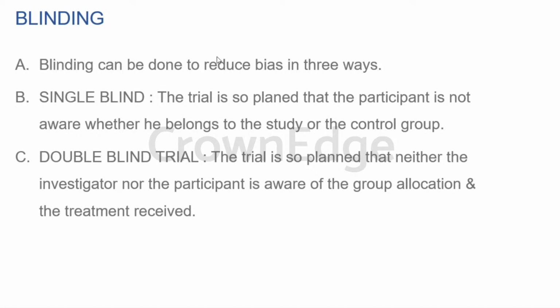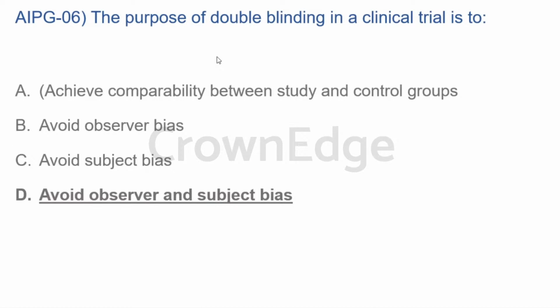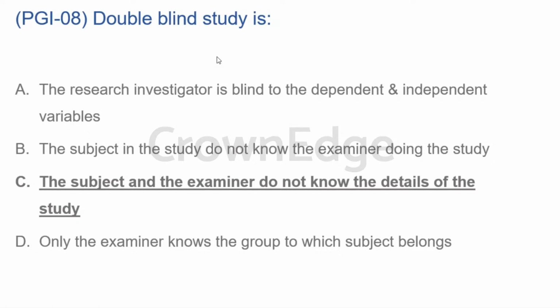Now that third person does not know what you are testing or who the participants are. He doesn't know anything. He's just going to randomly allocate the participants and go. So the investigator does not know which participant is in the control group and which is in the study group. The purpose of double blinding in a clinical trial is to avoid observer and subject bias. Subject bias is from the participant. Observer bias is from the investigator. The double blinding method is going to eliminate both of these. In a double blind study, the subject and the examiner both do not know the details of the study.